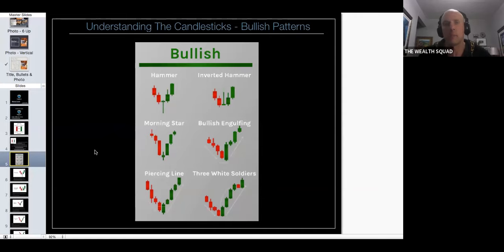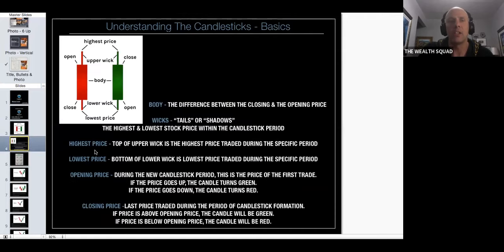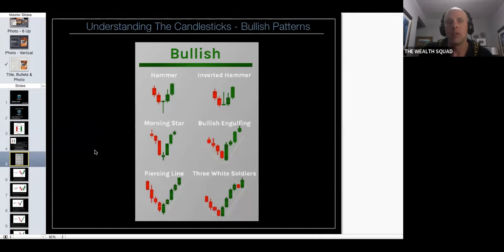Basically the six basics: the hammer, the inverted hammer, the morning star, a bullish engulfing candlestick pattern, the piercing line, and the three white soldiers. These are all basic formations that, if you understand support and resistance, and again, there are levels to all this, right? Don't come looking for these patterns if you don't understand any of this. If you don't understand any of this, you're not going to understand this. So understand that there are levels to all of this, right?